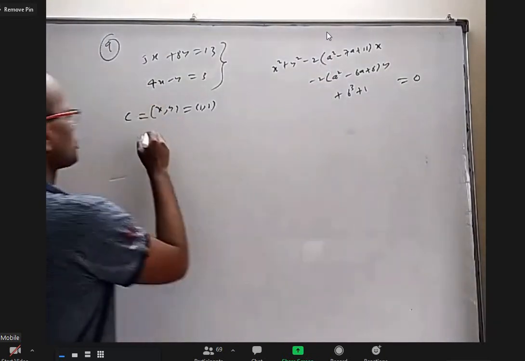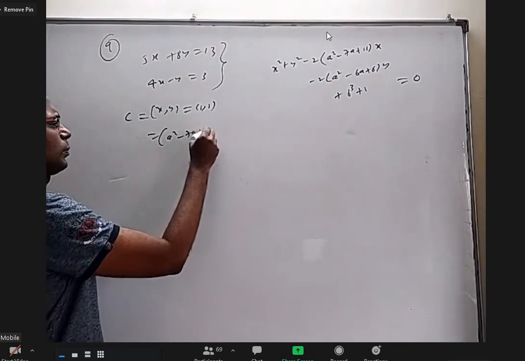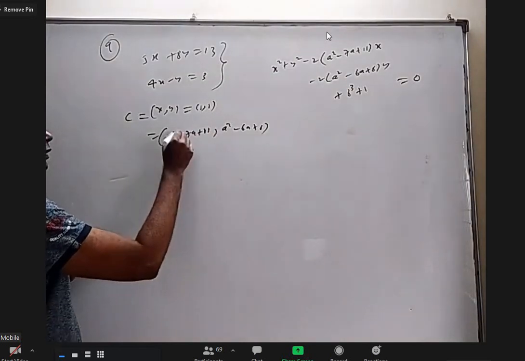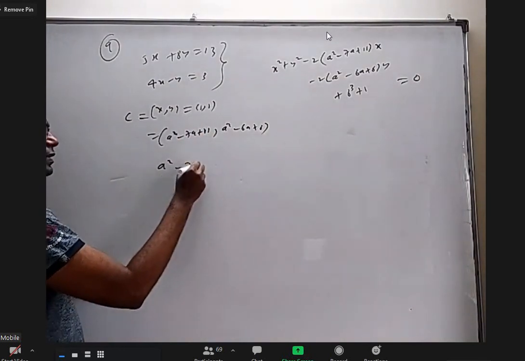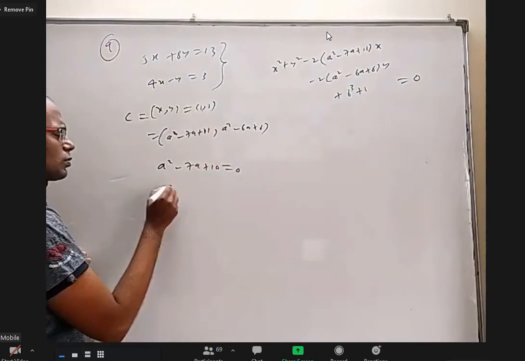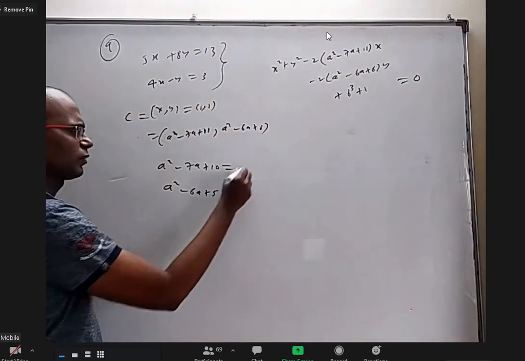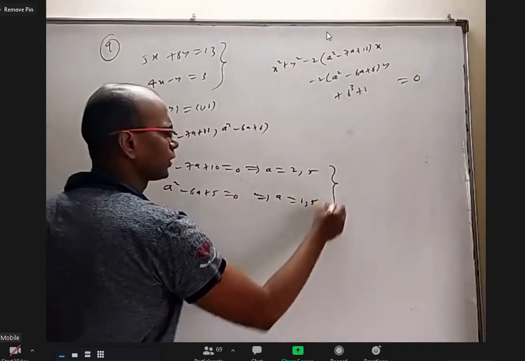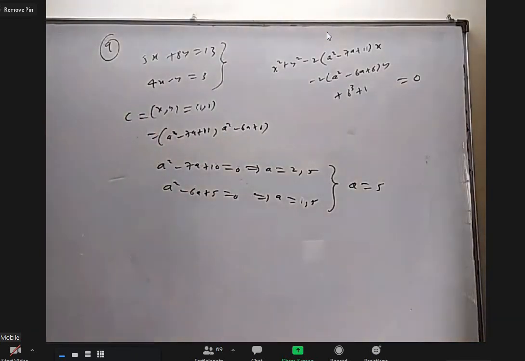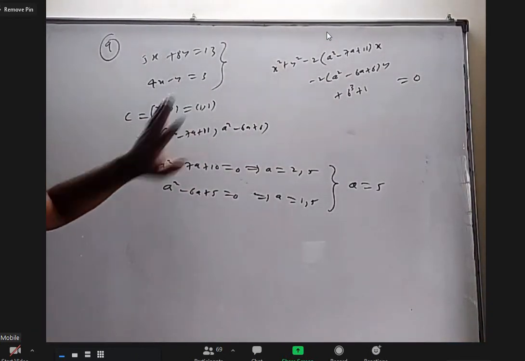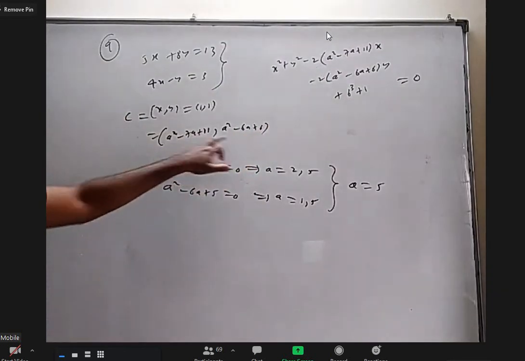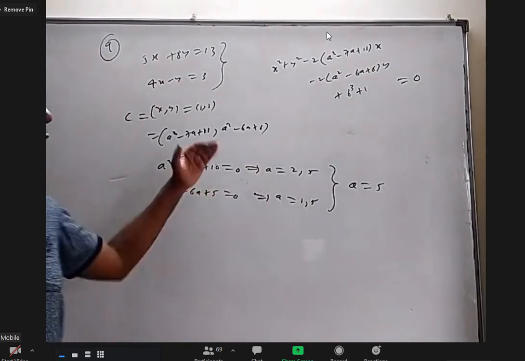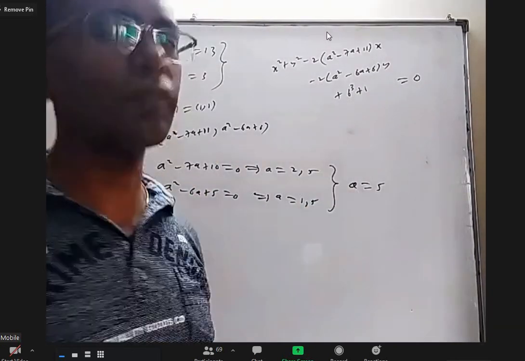Further, the same center should be a square minus 7a plus 7, a square minus 6a plus 6. If we equate these two, I'll get a square minus 7a plus 10 equal to 0. Equate these two, a square minus 6a plus 5 equal to 0. This will be a equal to 2 or 5. This will be a equal to 1 or 5. So a should be 5 because both should happen. With the two diameters we get the center, and we use the minus g comma minus f formula for the center. This should be the same, so I equated. This is giving a equal to 2 or 5, this is another giving a equal to 1 or 5, but both should be satisfied simultaneously. So a should be 5.